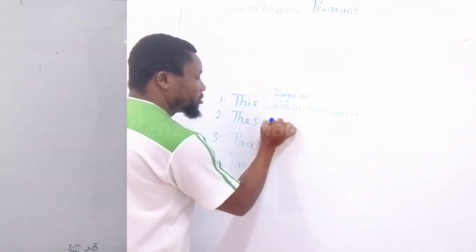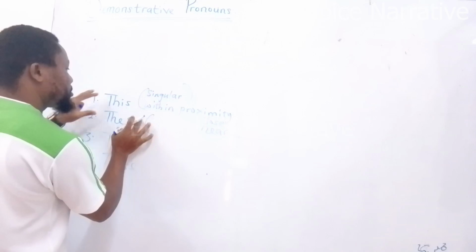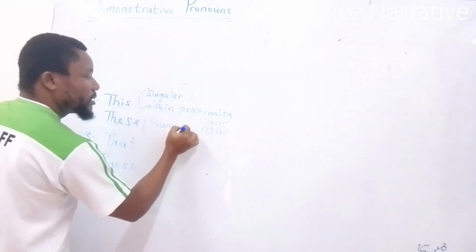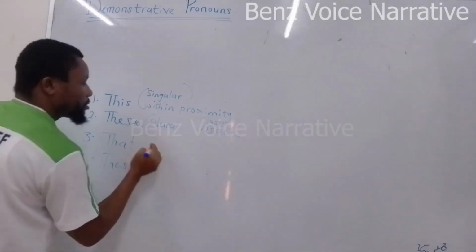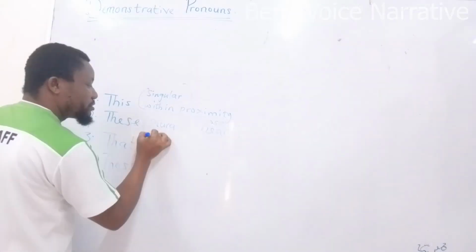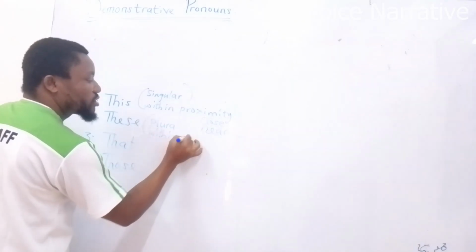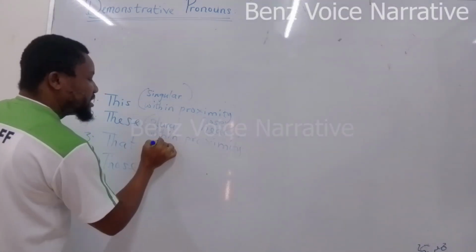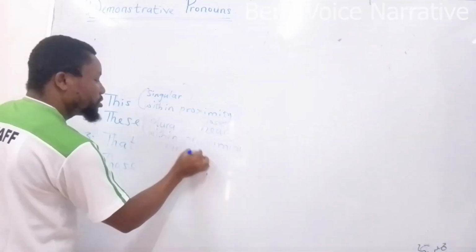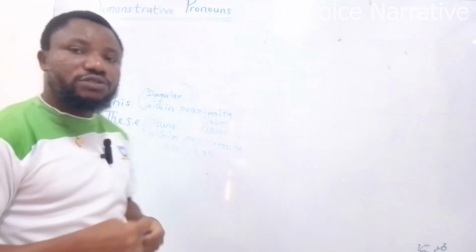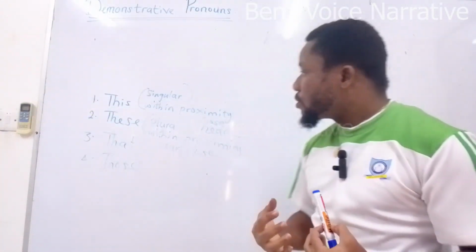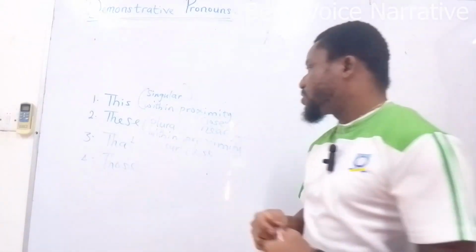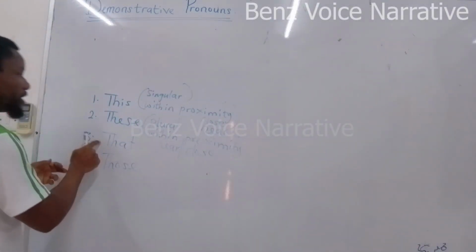These is plural. So these is the elder brother of this. These is a plural pronoun that is used to replace items that are within proximity, just like this: near or close to the person speaking. So every time you want to replace a noun that is very close to you with a pronoun, you use these, for many things, plural. That is the opposite of that.